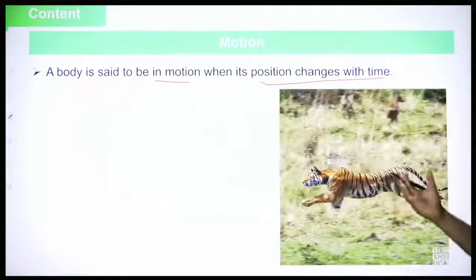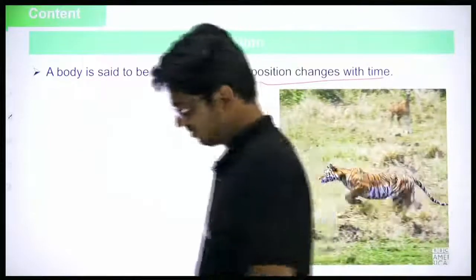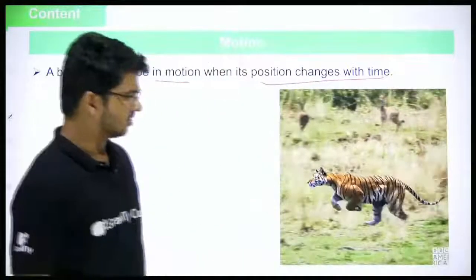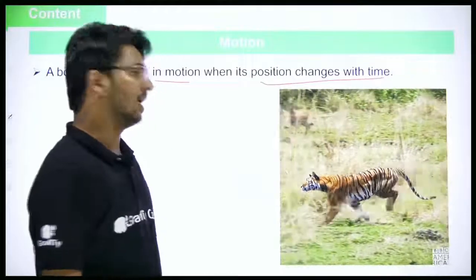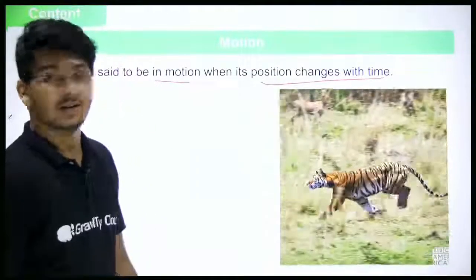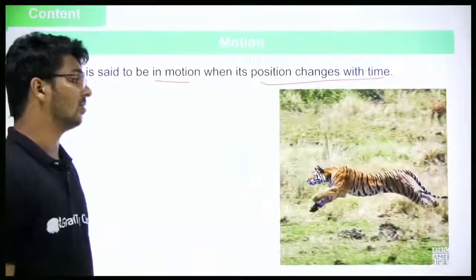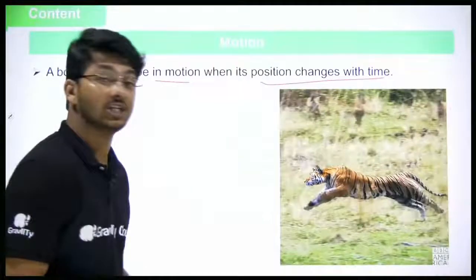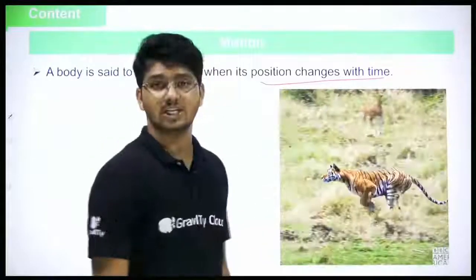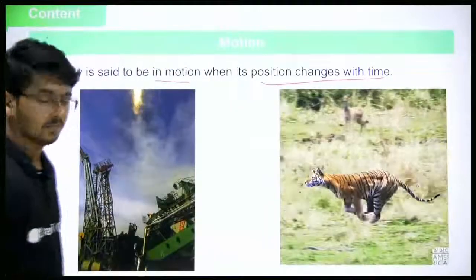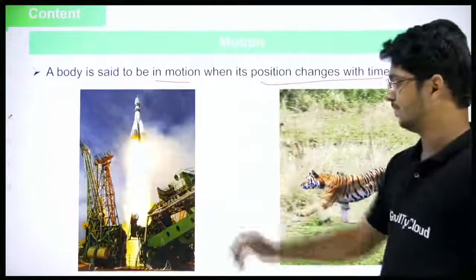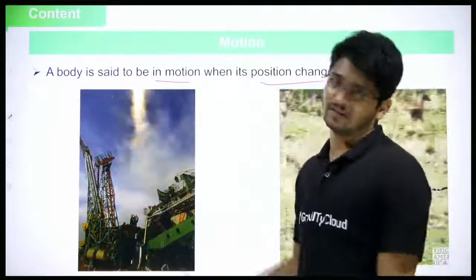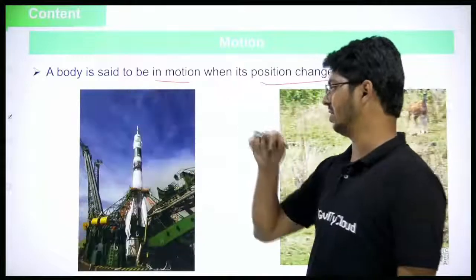A simple example, you can see a cheetah here. Can you see a cheetah, everyone? That's not a cheetah, right? That's a tiger, and that tiger is running. It's moving. And how can we say it's moving? Because its position is changing. And here you can see a rocket launch. On the left side of the screen, can you see a rocket launch? Yes, you can see a rocket launch.